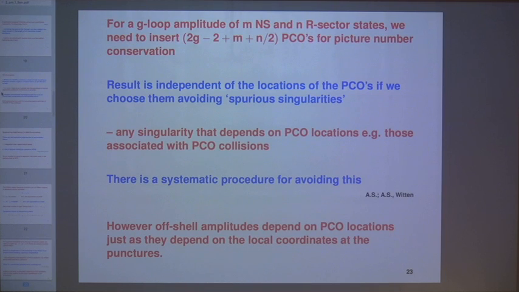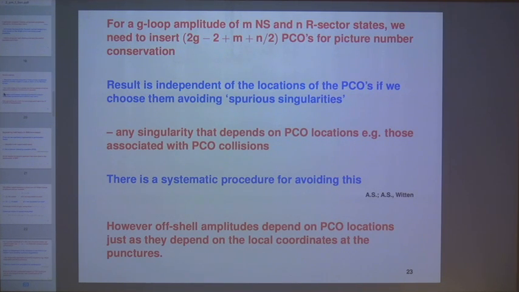Now, it turns out that the result for the on-shell amplitude is independent of the locations of the picture changing operators. It doesn't matter where you insert the picture changing operators, provided we choose them avoiding spurious singularities. Now, spurious singularities is a long subject, but let me just say that any singularity that depends on PCO locations is called a spurious singularity. And the simple examples are when two PCOs collide or a PCO collides with a vertex operator. Okay, but there are more complicated examples of spurious singularities.